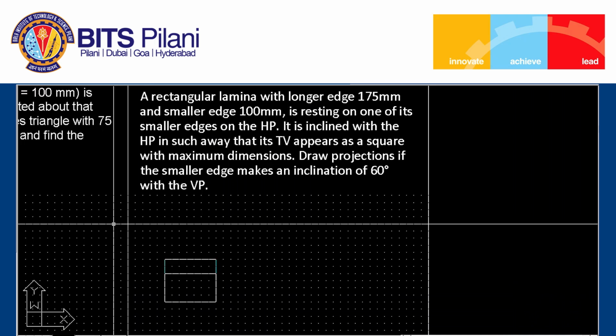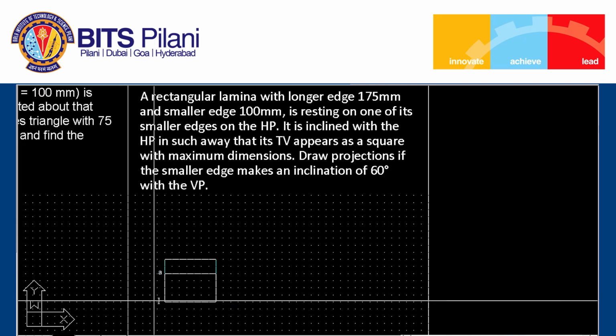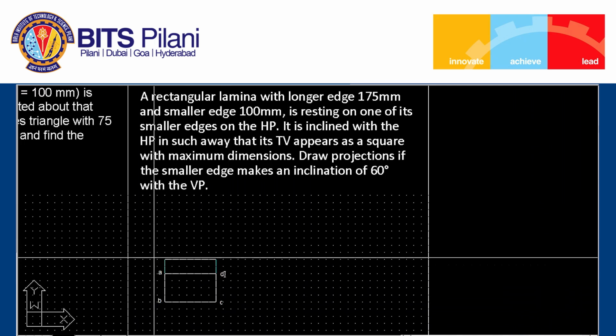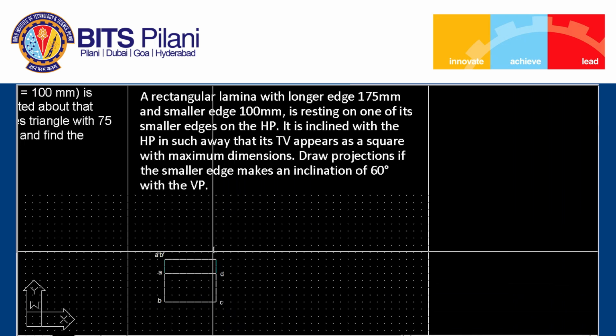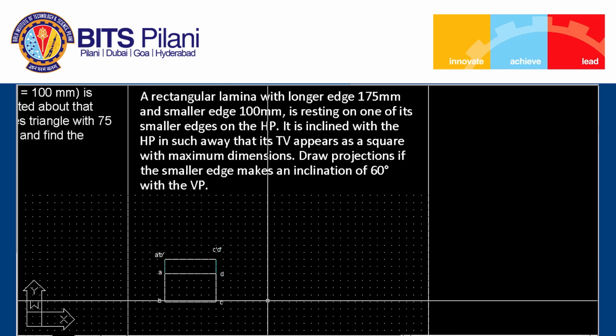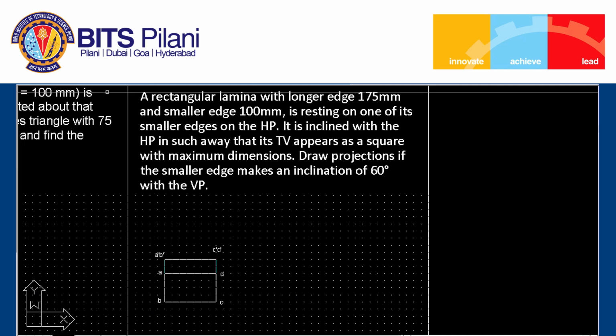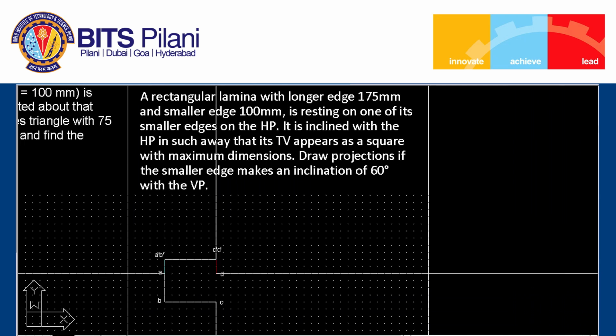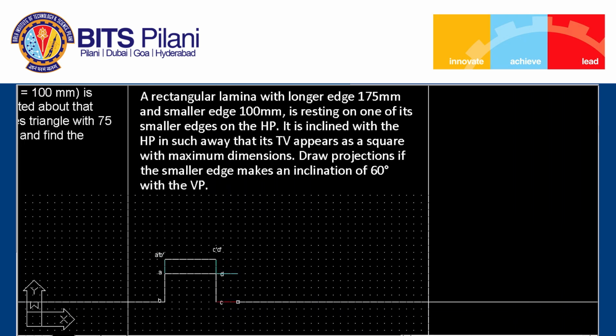I can give the names. This is point A, then we have B, C, D. This point I can give A prime, B prime, and this is C prime, D prime. Then second step, it appears as a square with maximum dimensions. So, maximum possible dimension is 100 millimeter, because when we get the square, the dimension AB will remain unchanged.